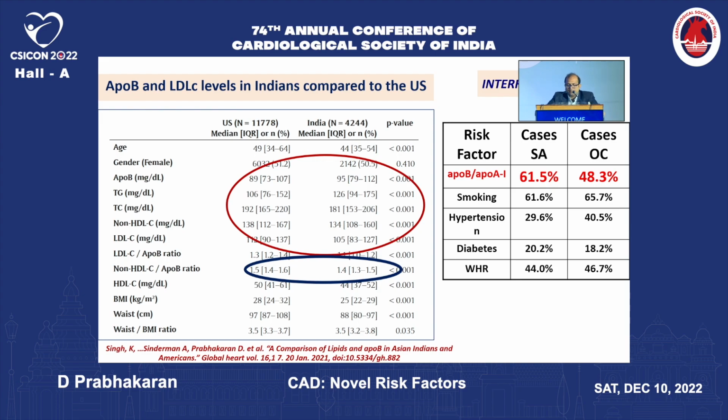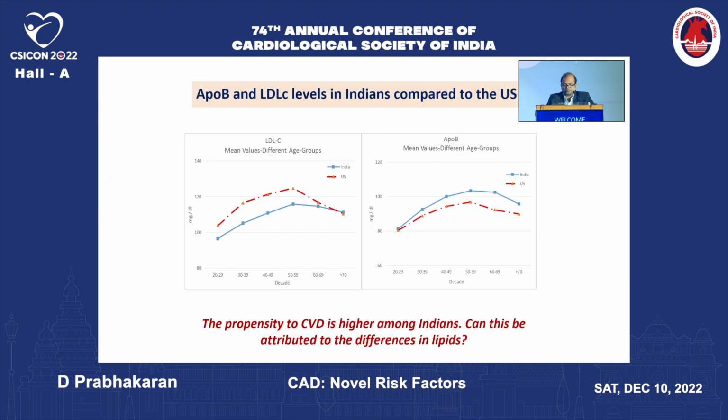This is the data that compares the various cholesterol molecules in the US population as compared to the Indian population. Almost all the factors are significantly different as compared with the US population. Most of us have a bad dyslipidemia. What does the INTERHEART study say about South Asians as compared to the Western population? The ApoB to ApoA1 ratio is significantly higher in the South Asian population.